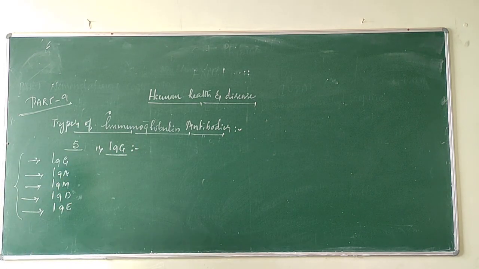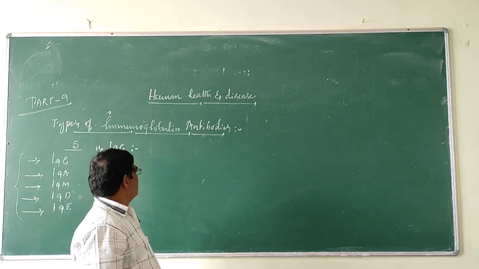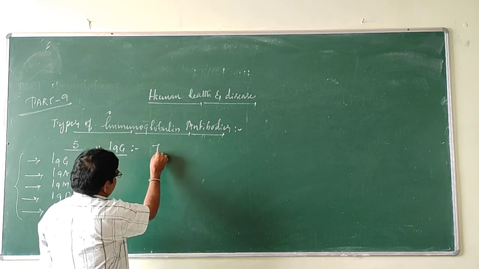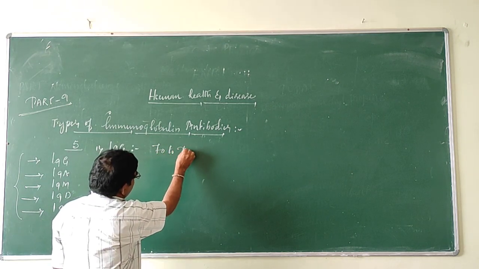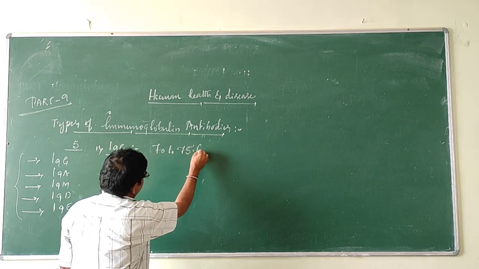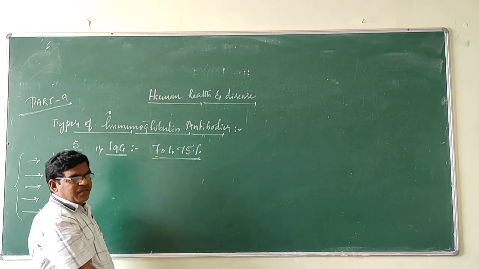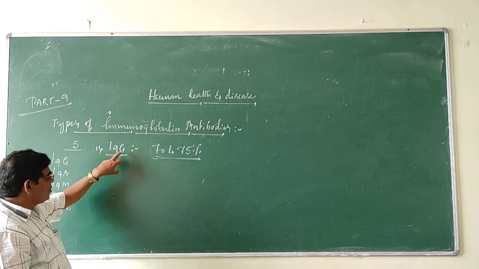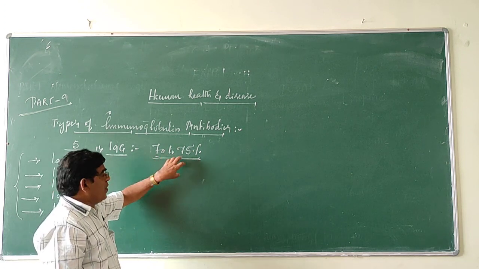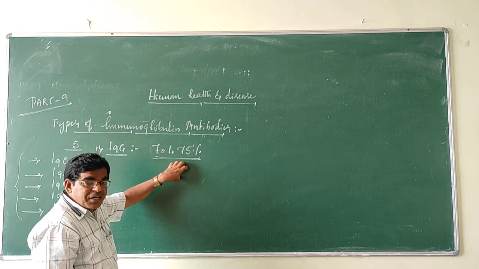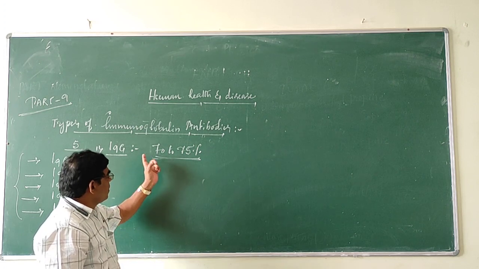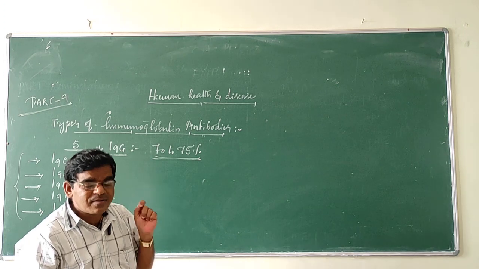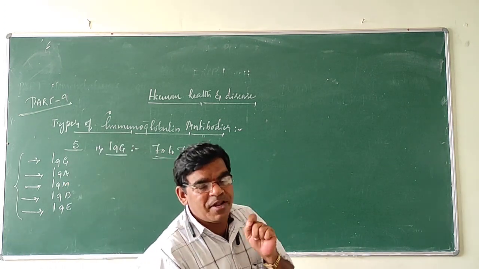IgG immunoglobulin antibody constitutes about 70 to 75% of total serum immunoglobulin antibody. So IgG is the major and very important antibody produced in our body because it constitutes about 70 to 75% of total serum immunoglobulin antibody.